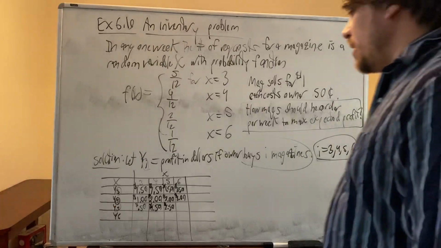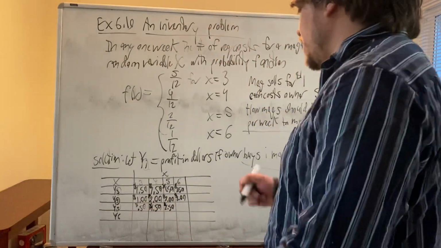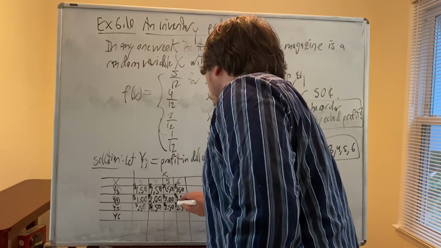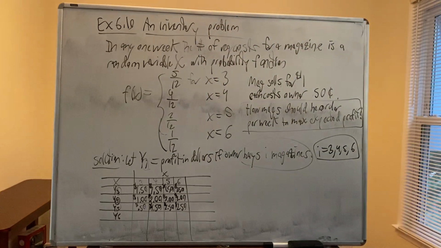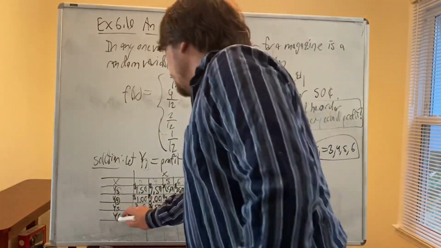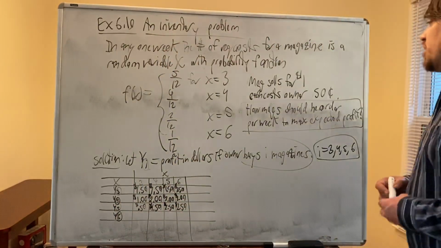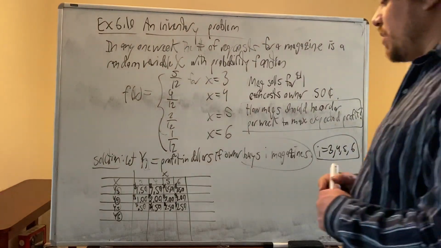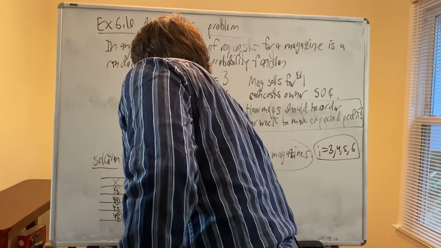Okay, and then if he buys 5 magazines and there's 6 requests, he can only sell the 5 he bought, so he still makes $2.50. Okay, now if he buys 6 magazines and there's 3 requests, then he spent $3 buying those 6 magazines, and he only makes $3, and so he makes a total of $0.